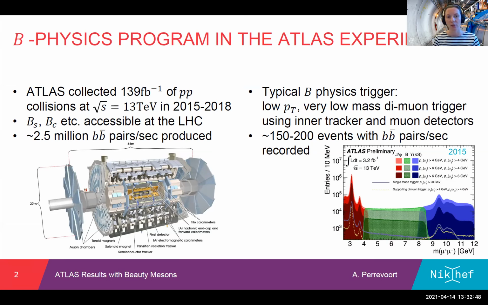In principle, we are producing 2.5 million b-bbar pairs per second, but most of them are very forward, and what we want to analyze, we actually need to trigger on, so our actual data set is smaller. A typical B-physics trigger is a low pT, very low mass dimuon trigger, and with these, we have recorded about 150 to 200 events with b-bbar pairs per second. You see here a histogram of the trigger menu for B-physics and dimuon signatures from 2015, where we have dedicated triggers for J/psi, B and epsilon resonances. And all the analyses I will be showing are using these dimuon trigger signatures.